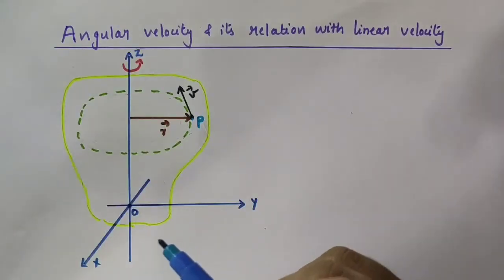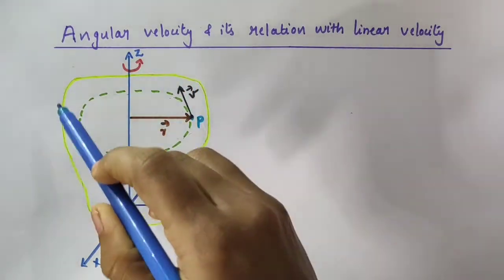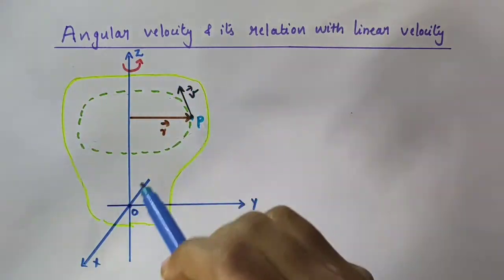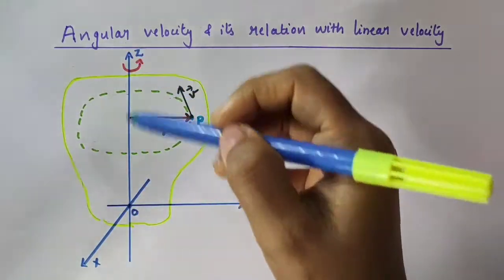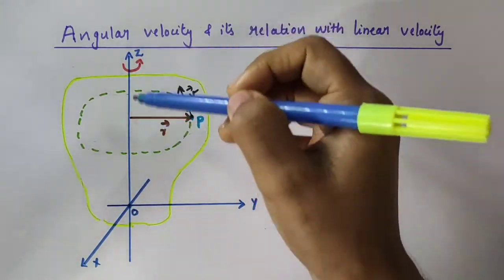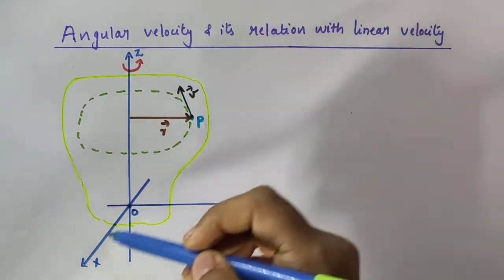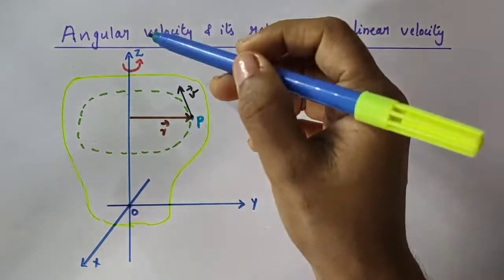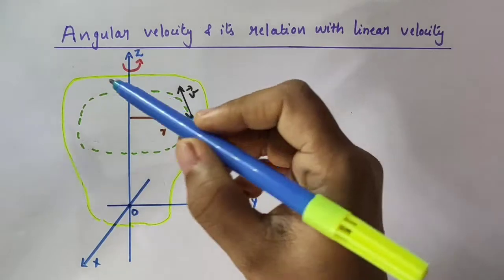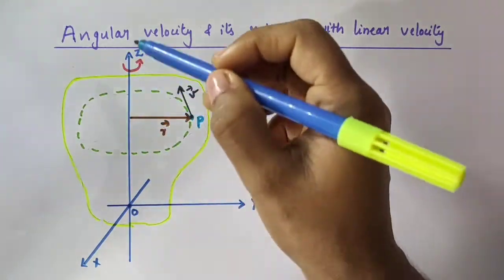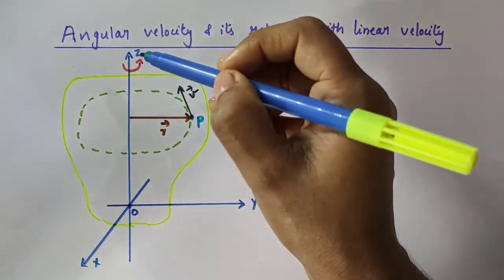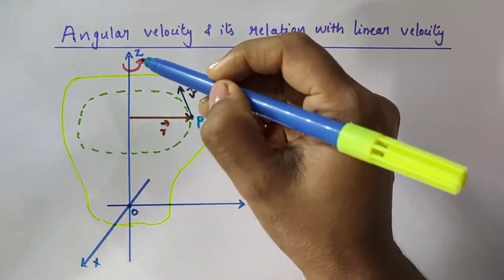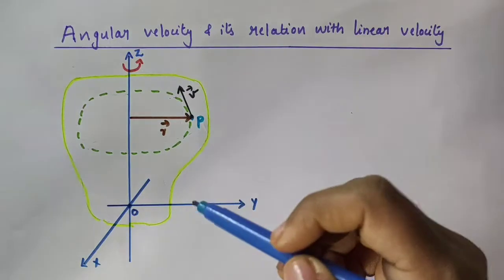Let us consider the rotational motion of a rigid body. This one is actually the rigid body here. So let us consider the rotational motion of a rigid body about a fixed axis. Here the Z axis is the fixed axis. Here we have the X axis, Y axis and Z axis. This is the origin, and this rigid body is rotating about this fixed axis, that is the Z axis, and it is rotating in the anti-clockwise direction. That is why it is marked like this.